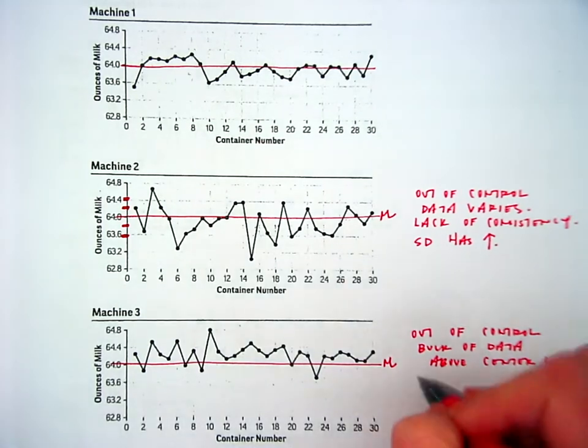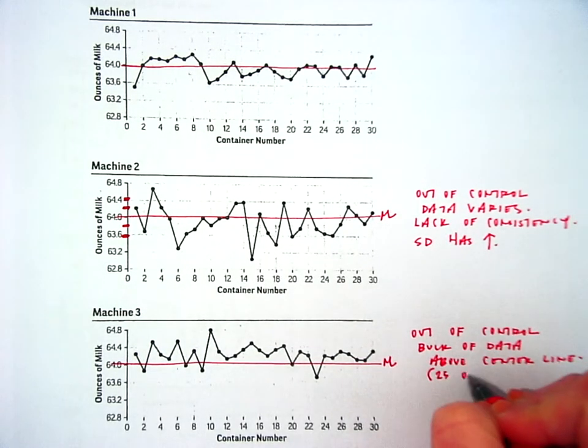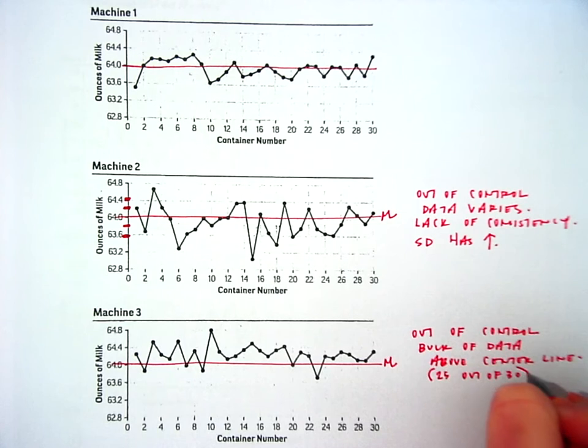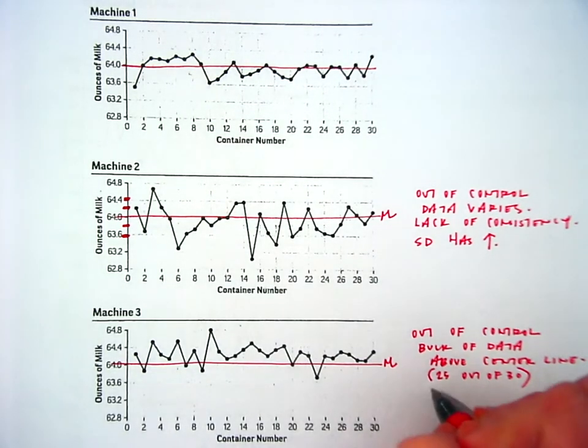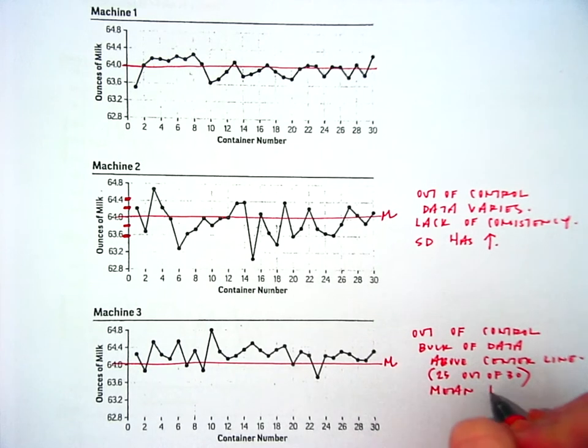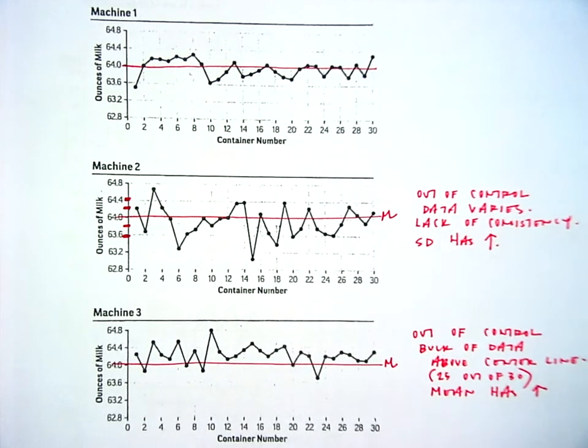Okay, if I'm being technical and I counted it out, I'd say that it's 25 out of 30 that are above the center line. Again, this gives me an indication that the mean has increased. Okay, machines 1 and machine 4 appear to both be in control. Here we're seeing data that is kind of evenly dispersed above and below the center line. I don't see a lot of data points that are dramatically high or dramatically low for either of them. So both of those, again, are in control.